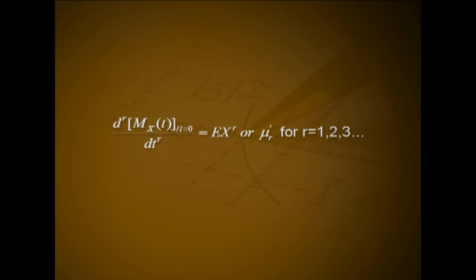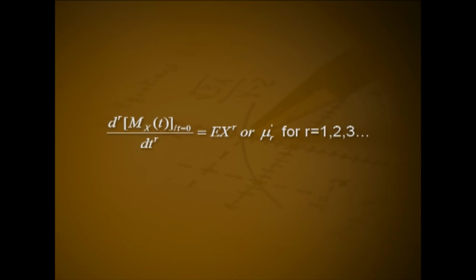Proceeding like this, in general we get d raised to r by dt raised to r of M_X(t) at t equal to 0 is equal to the expectation of X raised to r, or mu r dash, for r equal to 1, 2, 3, etc. One can use any of the above methods for getting moments from the MGF.